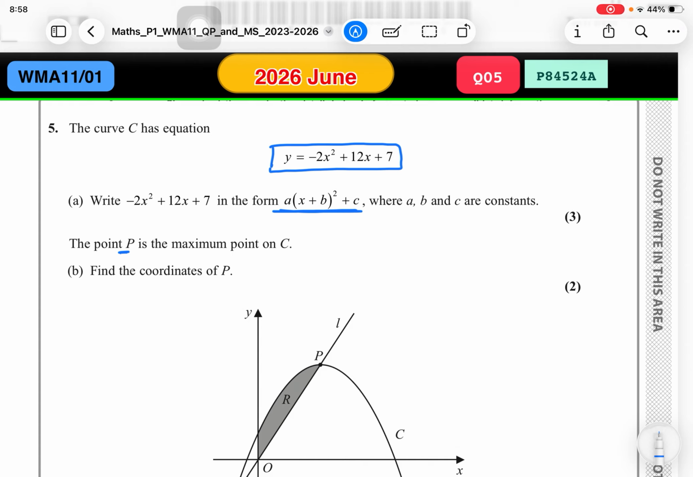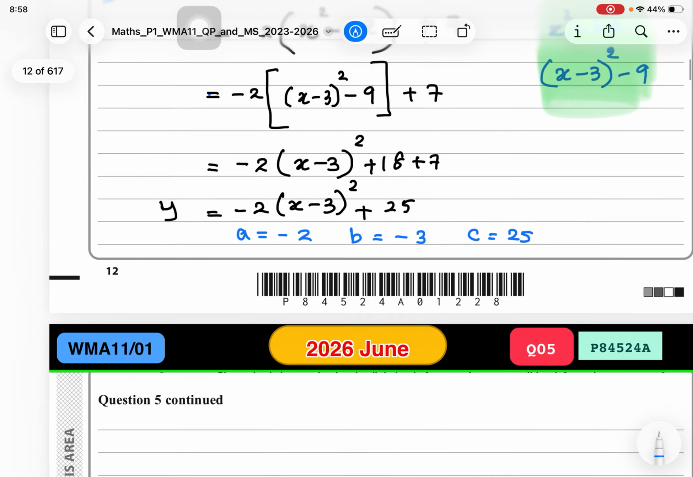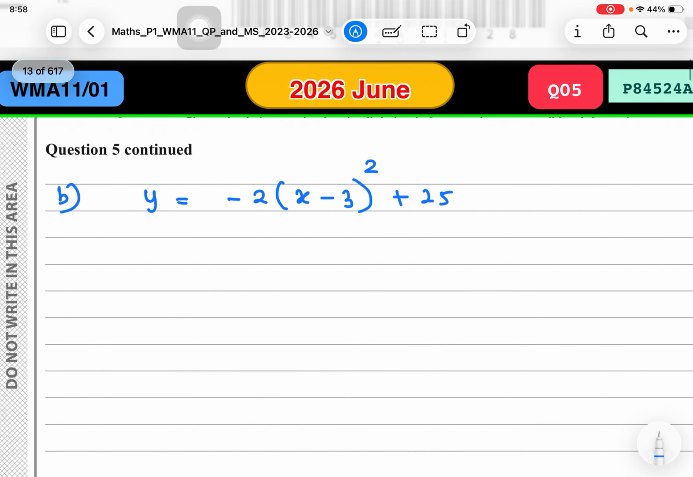Now they want us to find the coordinates of P. To find the maximum coordinates, we know P is the maximum point. Completing the square makes our life easier. Let's go back here. For the b part, we have y equals negative 2 times x minus 3 squared plus 25. We know P is the maximum point.